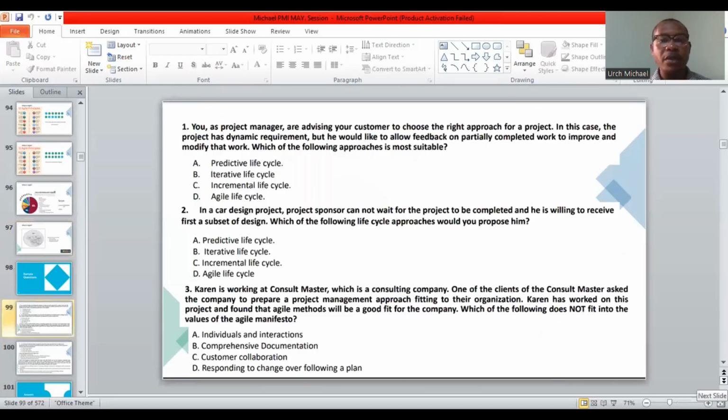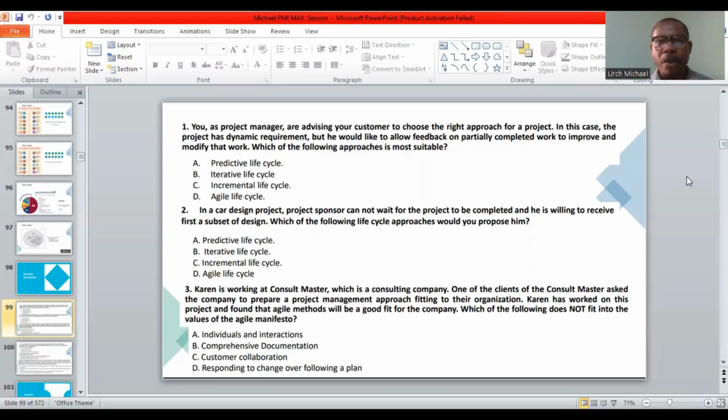So the first question here is this. You, as a project manager, are advising your customer to choose the right approach for a project. In this case, the project has dynamic requirements, but you would like to allow feedback on partially completed work to improve and modify that work. Which of the following approaches is most suitable?